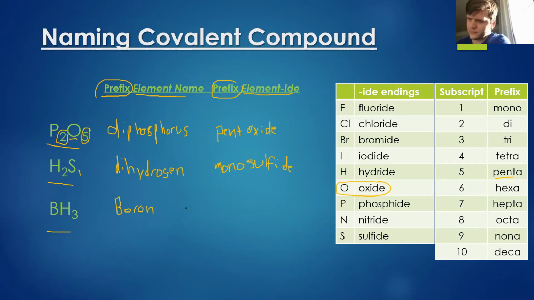So boron, not monoboron, because there's only one, and you can only write mono if it's the second element present, and then hydrogen becomes trihydride. There's 3 of them, so tri and then hydride. Good. So I like the covalent compounds. To me, they're a little bit easier to name.